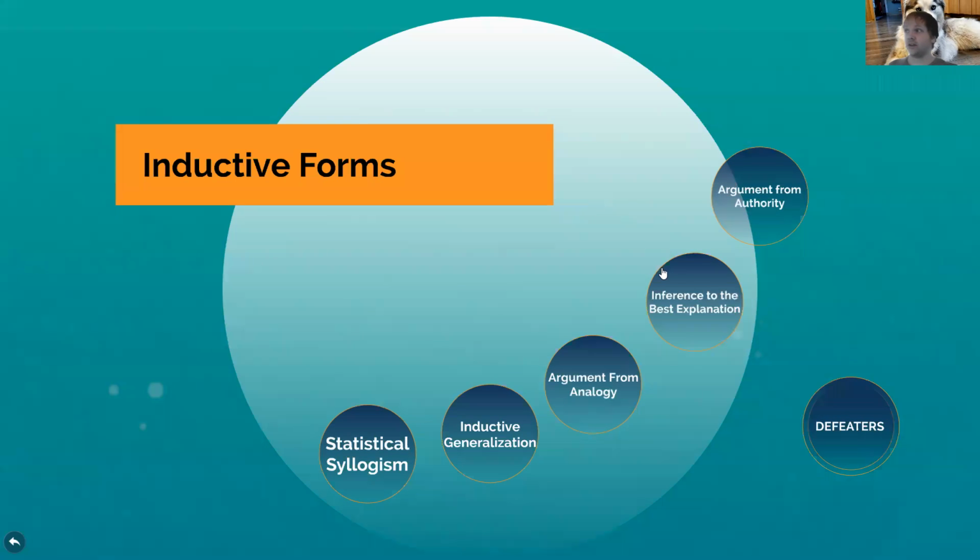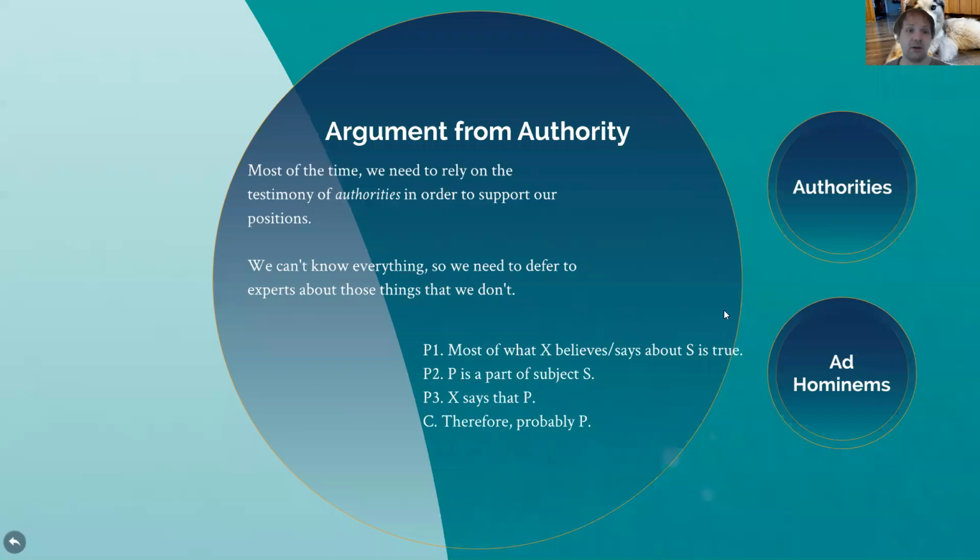So this argument, just as it sounds, draws on the authority of a particular person with respect to a particular subject. So we oftentimes rely on people who have expertise in subjects to be able to tell us what to do, or sometimes we might want to appeal to what certain people are saying to try to argue for the truth of a particular claim. And so when we do that, we're arguing from authority.